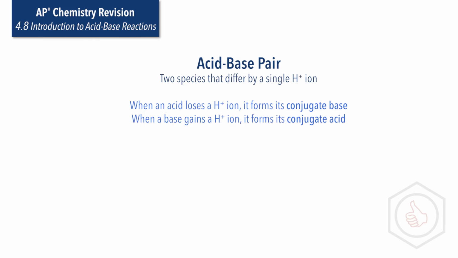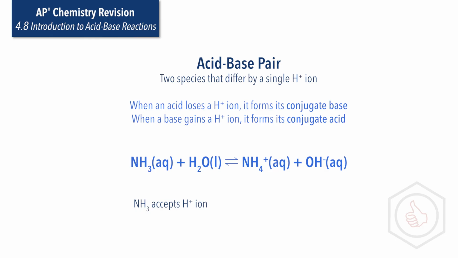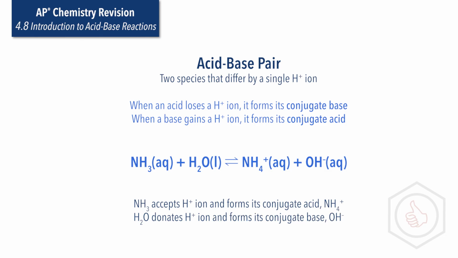For example, when ammonia reacts with water, it forms NH4+ and OH-. The NH3 accepts a H+ ion from the water and so forms its conjugate acid, NH4+. So the conjugate acid of NH3 is NH4+, an ammonium ion. Equally, the H2O has acted as an acid because it's donated a H+ ion and therefore forms its conjugate base, OH-. So the conjugate base of H2O is OH-, a hydroxide ion. Acids and bases can be different strengths.